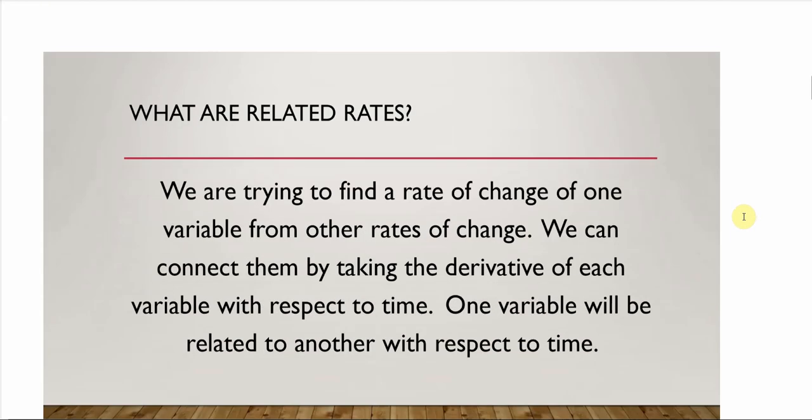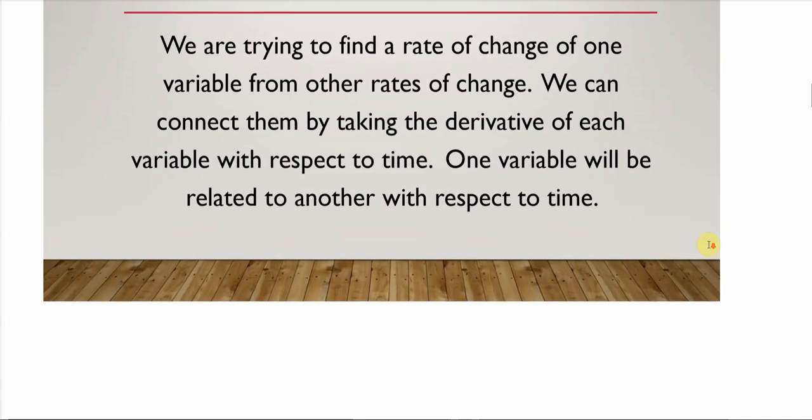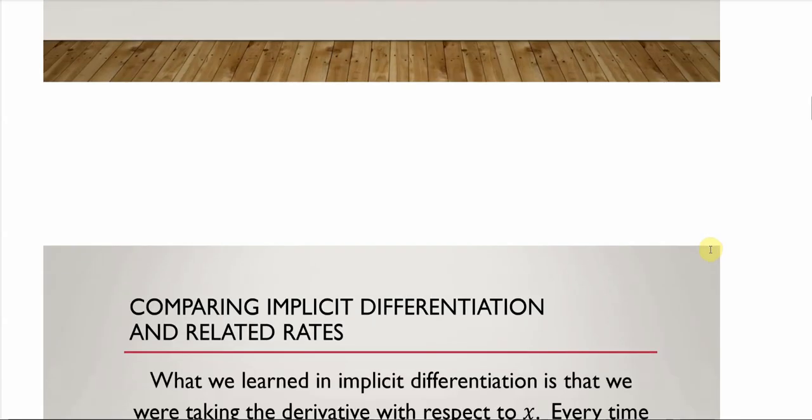All right? Now, what are related rates? What we're trying to do is find a rate of change of one variable with respect to other rates of change. So in other words, you might say that the area of a circle actually depends on the rate of change of the radius. All right? So we try to connect them by taking the derivative with respect to time. In other words, one variable will be depending on another variable.